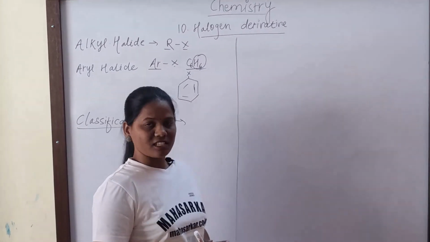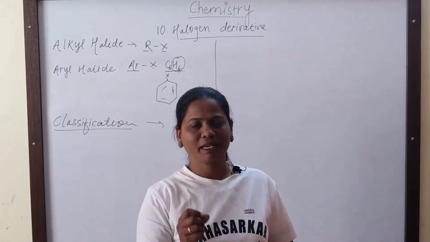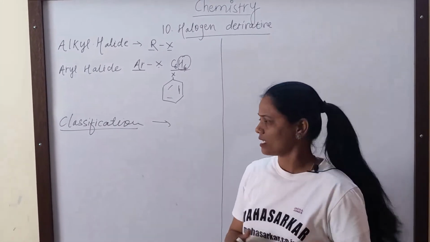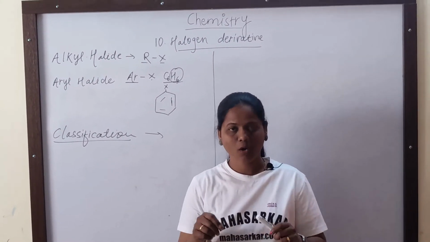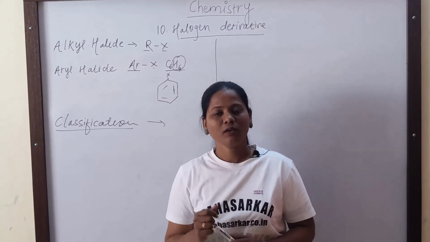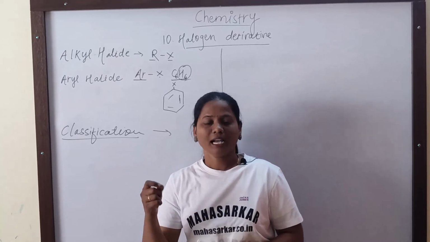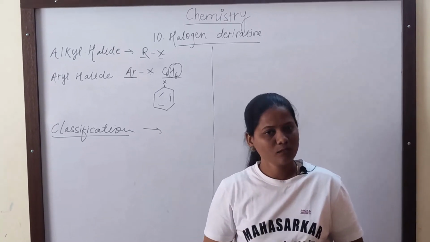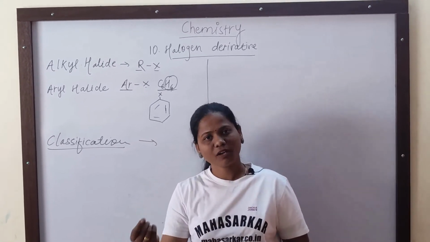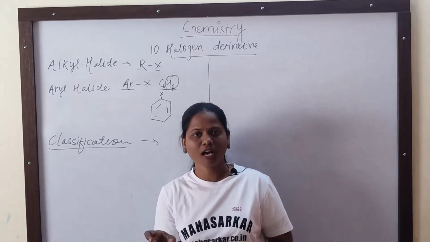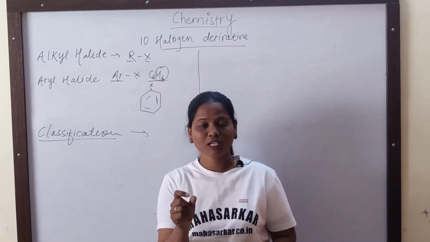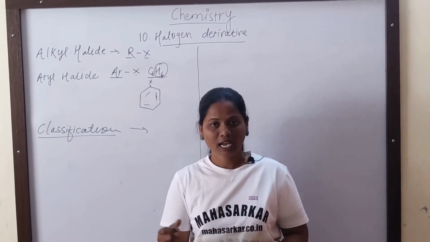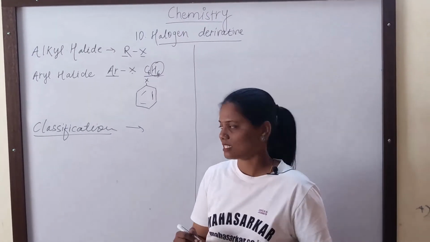There are classifications of halogen derivatives. It is based on 3 types. One, it is based on the number of halogen atoms attached in the organic compound. Second, which is based on the type of hybridization, and third, which is based on the type of carbon atom. Now that type of carbon atom is included in the classification, which is based on the number of halogen atoms. So one by one we will see the classification.